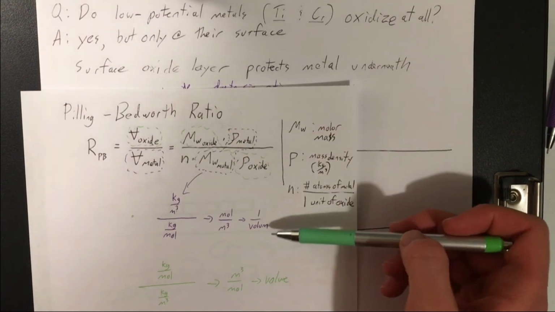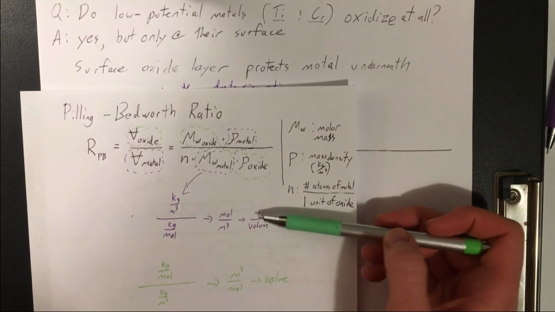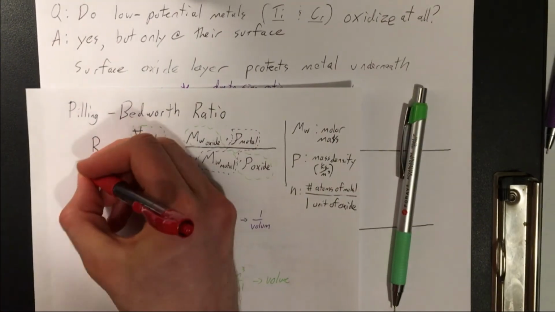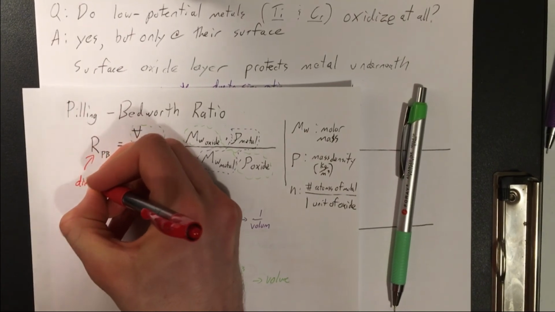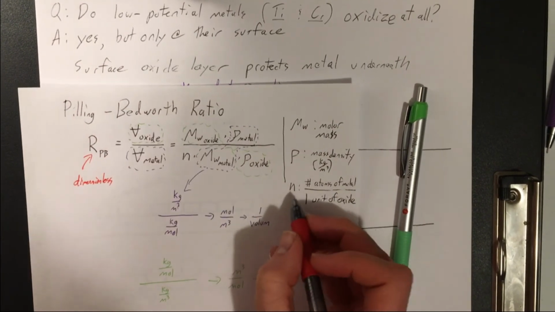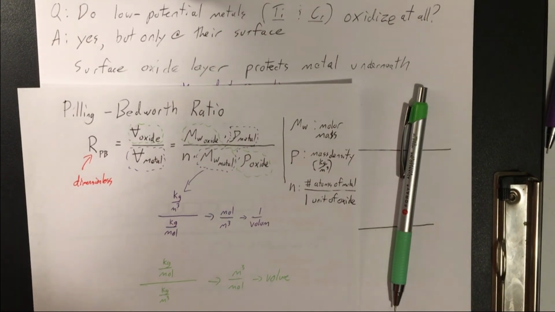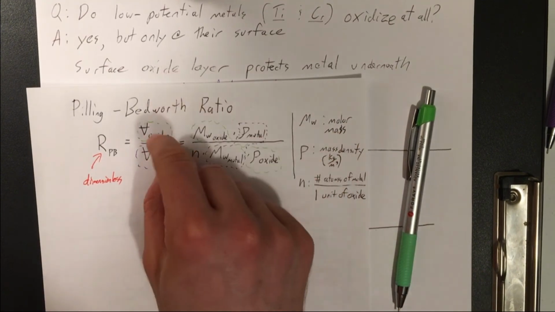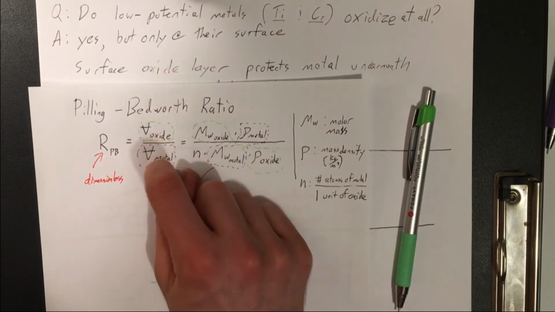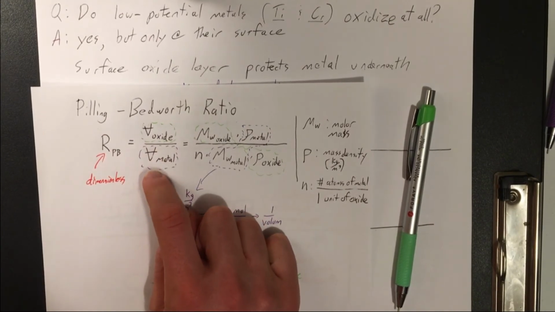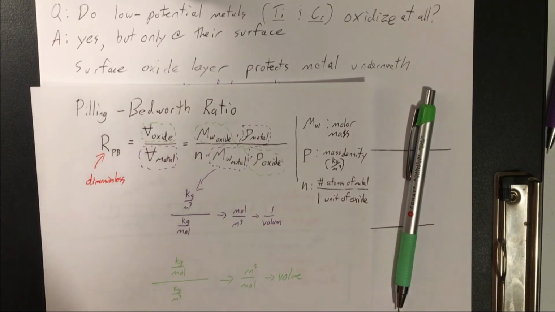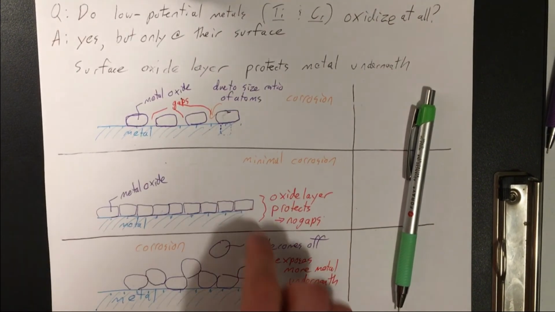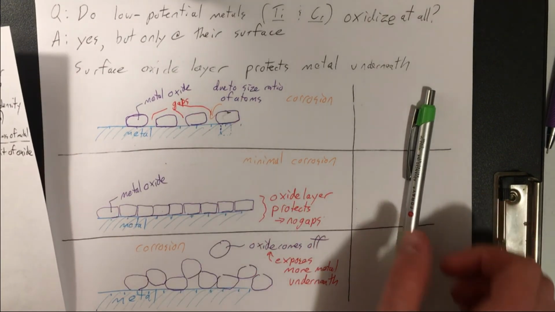So anyway, when you take the product of these two things, you end up with the Pilling-Bedworth ratio, which should be dimensionless, because N is also dimensionless here. So basically this is a ratio of volumes, that the volume of a mole of oxide would occupy versus a mole of just the metal. And it turns out that this Pilling-Bedworth ratio helps us predict these effects over here.